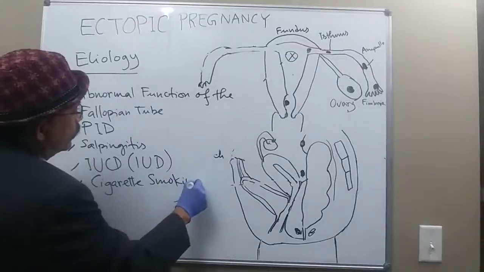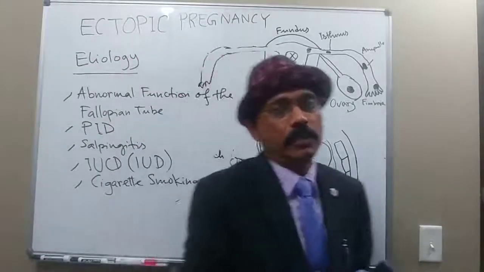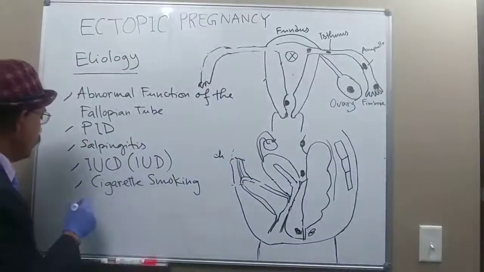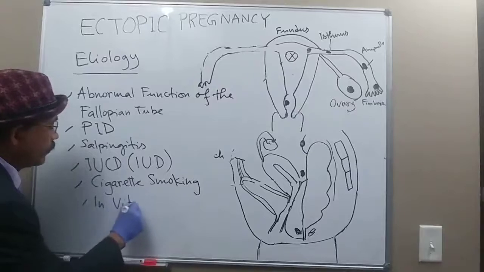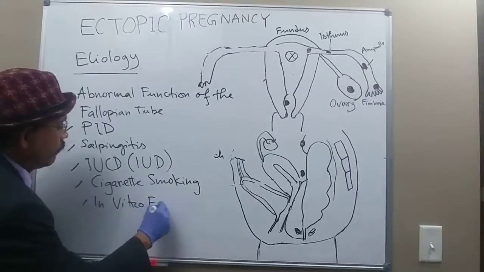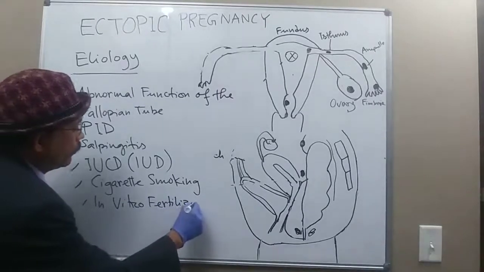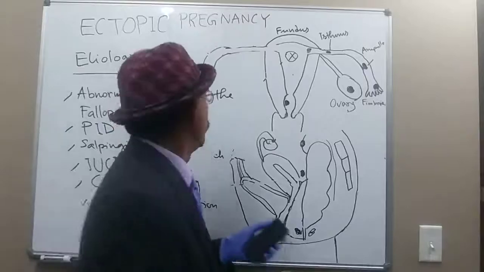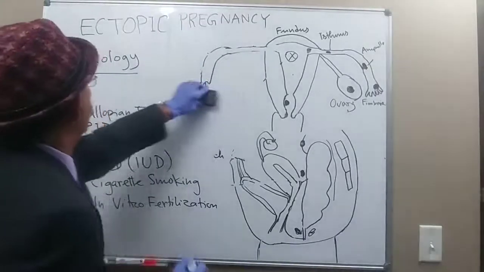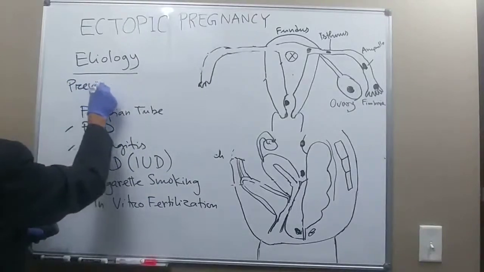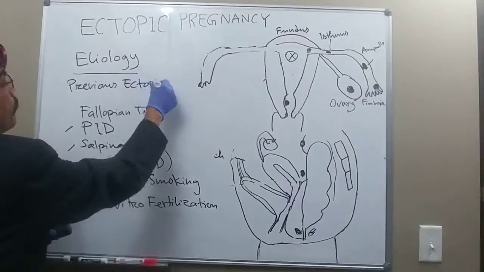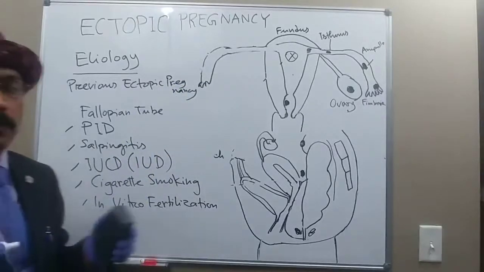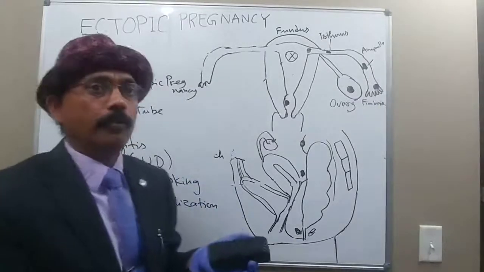Statistically it is found that it may increase significantly the tendency to develop ectopic pregnancy. We also know that in vitro fertilization, artificial reproductive technology, may lead to ectopic pregnancy. Then we have to know previous ectopic pregnancy. Previous ectopic pregnancy may lead to increased tendency to develop ectopic pregnancy.